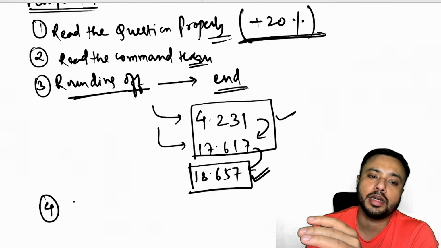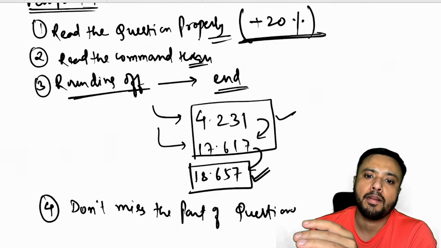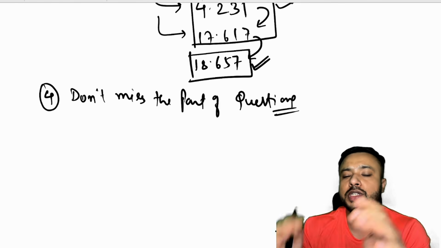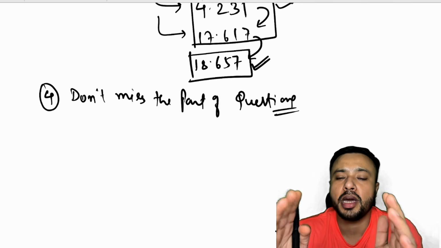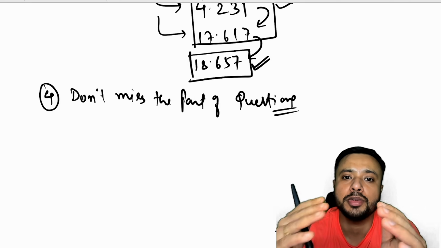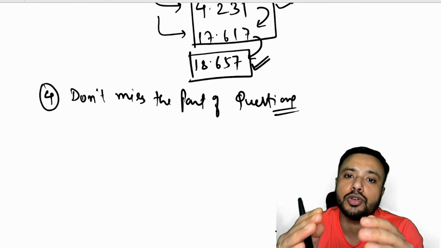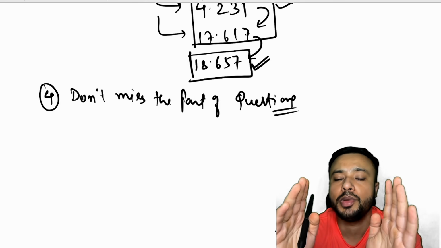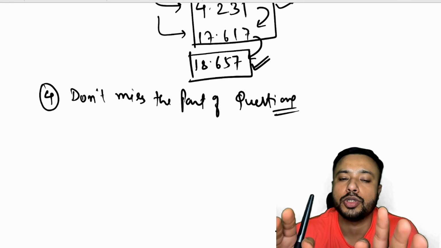Fourth and most important thing, guys, don't miss the parts of questions. Please understand, guys, what I have seen is that when students see a big question, they panic. So please, guys, don't panic. If there is a big question, there are going to be 6 or 7 parts of it, and I am 100% sure that if you can read the question and understand everything properly, you will easily be able to solve 2, 3 parts or at least 4 parts of that question.